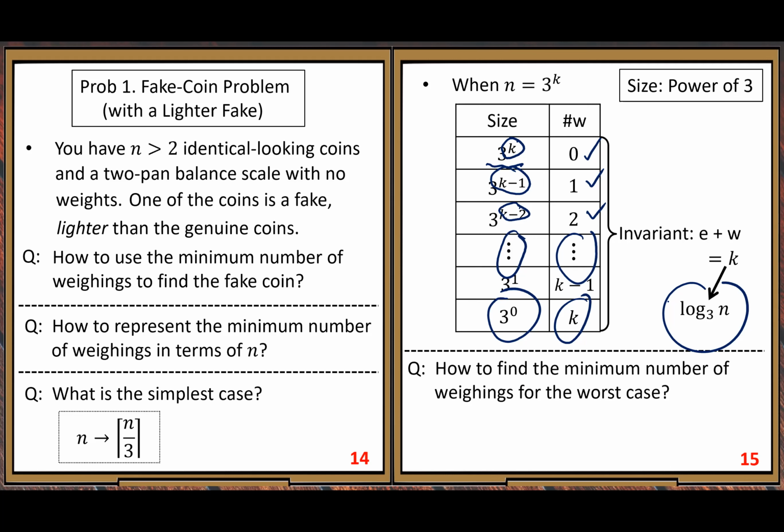Now, because we only consider a special case, n is a power of 3, that's not a general case. We need to consider the general n. So we need to make another step forward to the general k. In the general case, log base 3 of n is not an integer. Only when n is a power of 3, it's an integer. But our weighing number must be an integer, so we need to convert this formula to an integer expression.